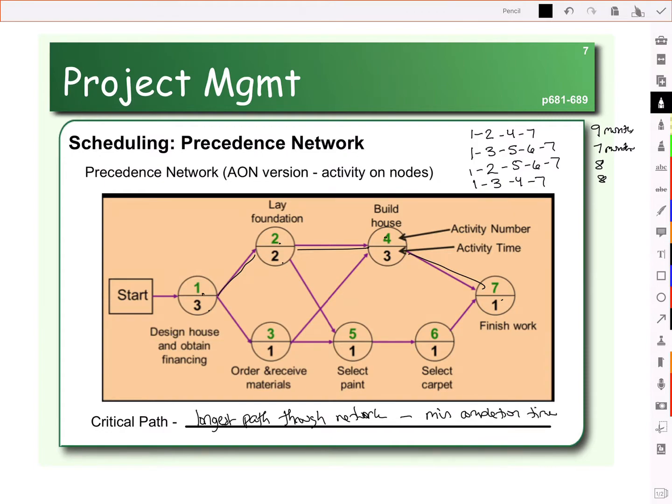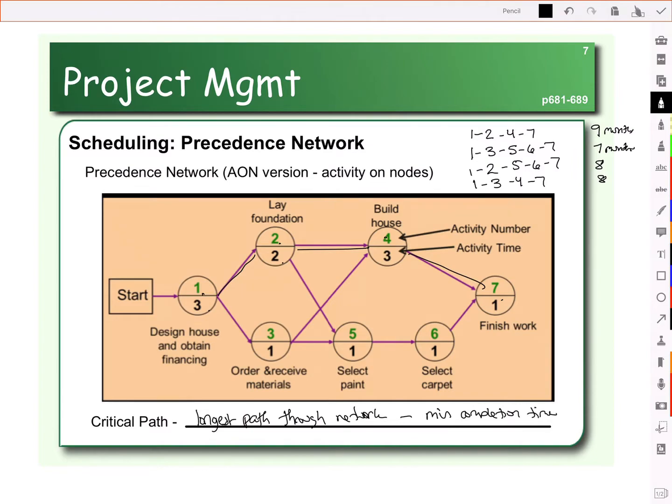Well, should we go with the lowest number? 1, 3, 5, 6, 7. Should we go with 7 months? Is that how long it takes to build this house? Well, the problem with using the lowest number is, if we do 1, 3, 5, 6, 7 and we take 7 months, is that really enough time to finish the house? It's not, because we actually have to do steps 2 and 4 as well. They have to happen, and they take longer than parts of 1, 3, 5, 6, 7.